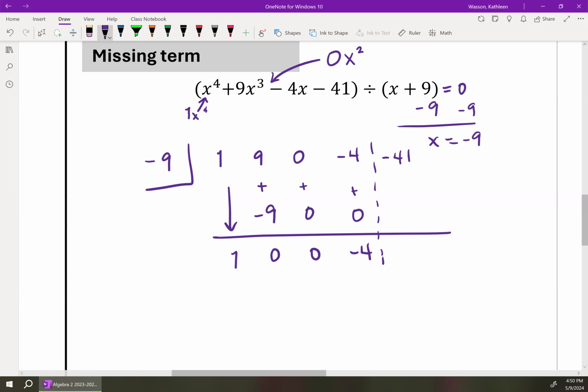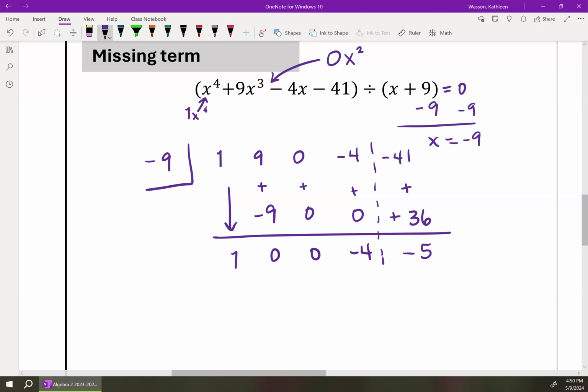Negative 4 times negative 9. Negative times negative is positive. And 9 times 4 is 36. And I add. Negative 41 plus 36 is negative 5.